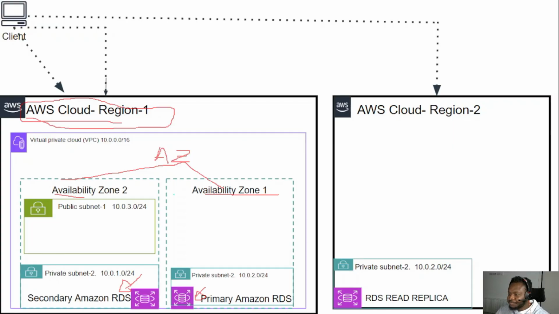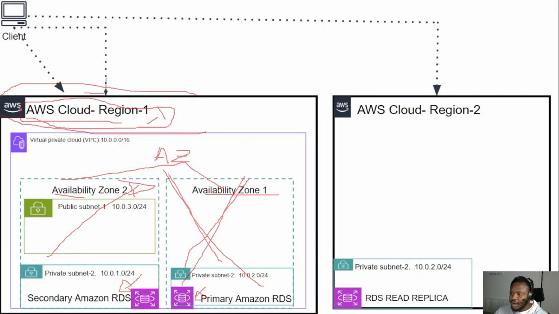So what happens here is that if the primary is down in this availability zone, all of it still in region one, availability zone two takes over and is able to continue serving traffic in this region, because the region is not yet down. But the problem now is what if the entire region is down? Even if you have high availability configured, if the entire region is down, all those instances are down, and you're going to be in serious trouble.